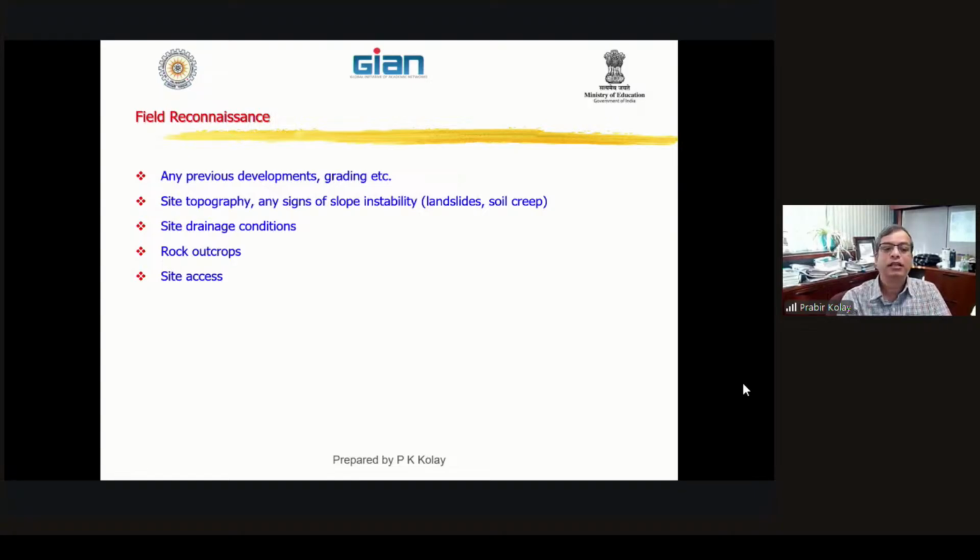Field reconnaissance, obviously: any previous development or grading, site topography, or any sign of slope stability or instability. Site drainage condition is also important. Also the rock outcrops and site access.